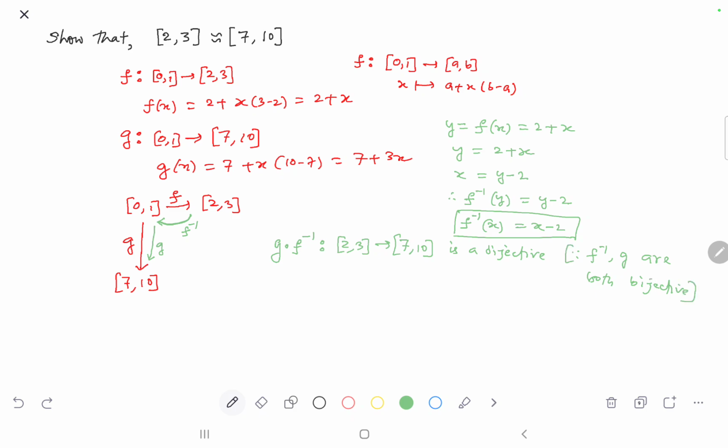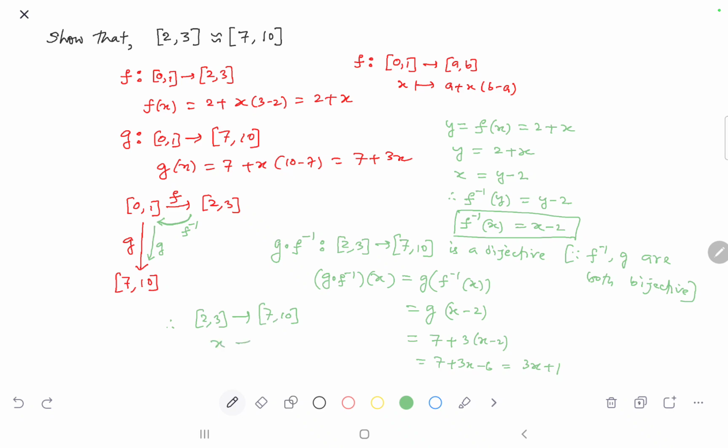Now let me write down the formula. G composition F inverse applied to x is G of F inverse x. F inverse x is x minus 2, right? And G of x is 7 plus 3x. So 7 plus 3 times (x minus 2), which is 7 plus 3x minus 6. So we get 3x plus 1. So the bijective map is defined from 2, comma 3 to 7, comma 10.